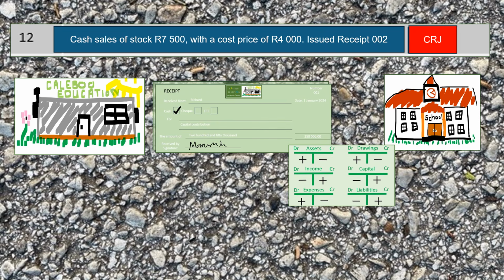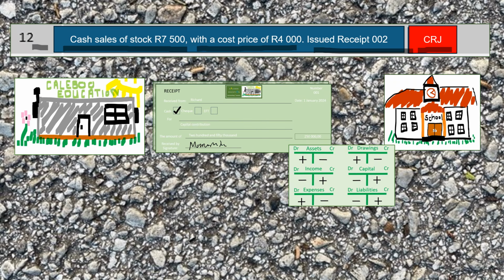Right, next transaction. It says on the 12th, cash sales of stock 7,500. The stock that we are selling cost us 4,000. This was a cash sale. We received the cash straight away and issued receipt 002. This will result in our bank balance increasing because we received cash. Therefore, we must put this transaction into the cash receipts journal.